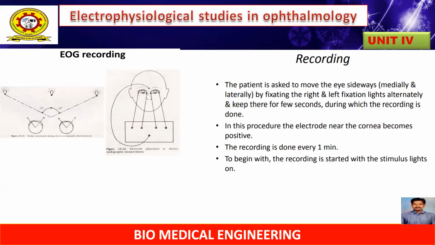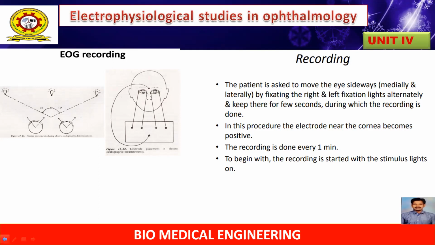The EOG potential is 0 when the eye position is at 0 degree, when the person is looking straight. When the eyeball is shifted to the left, the positive cornea becomes closer to the left electrode, which becomes more positive. That recording is done for every 1 minute. The doctor is able to record the readings by using the EOG kit. We have to place the stimulus function.